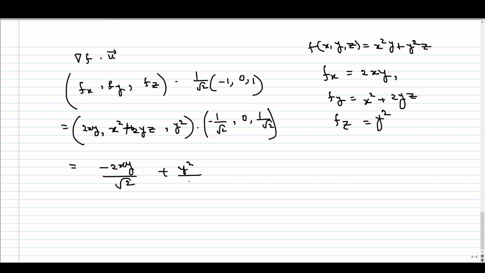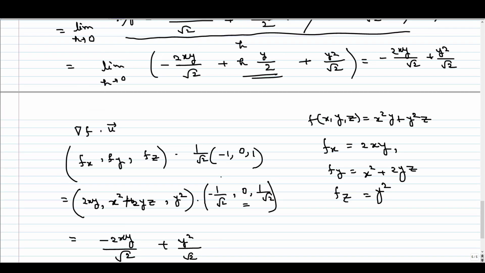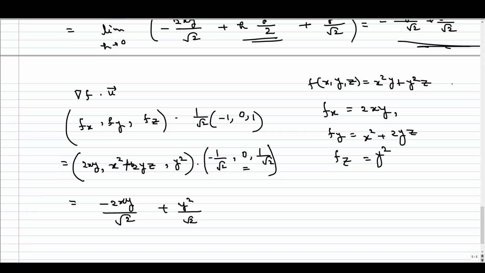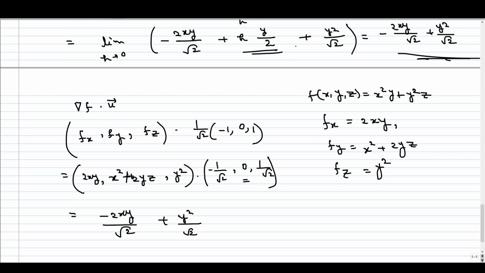The middle term will contribute 0 because there is 0 here in the second coordinate. So y square by root 2. It is exactly the same thing as what we have calculated above. So here definitely we can calculate the directional derivative using this method, and also we can verify that when we use the definition, we get the same directional derivative. Thank you.